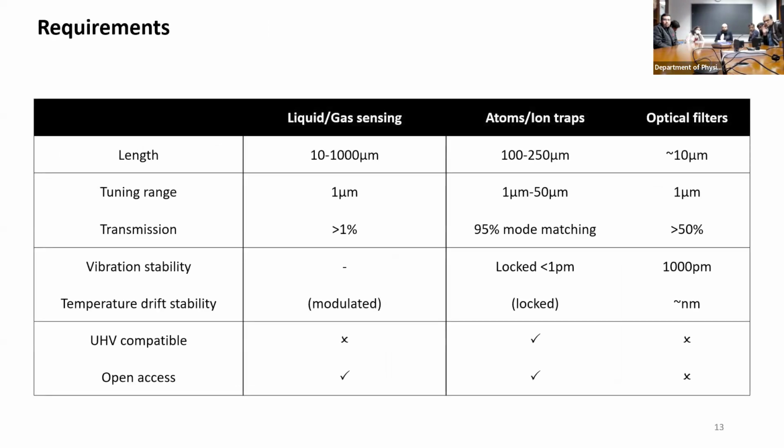So I will quickly get to the mount part. There are many requirements. I won't go in detail, but for example, you might need large lengths of your system to allow inlets for gas sensing. You may need to tune a lot of your cavities, or how much change should you allow the fibers to have against each other. You might need really high transmission in, for example, optical filters.